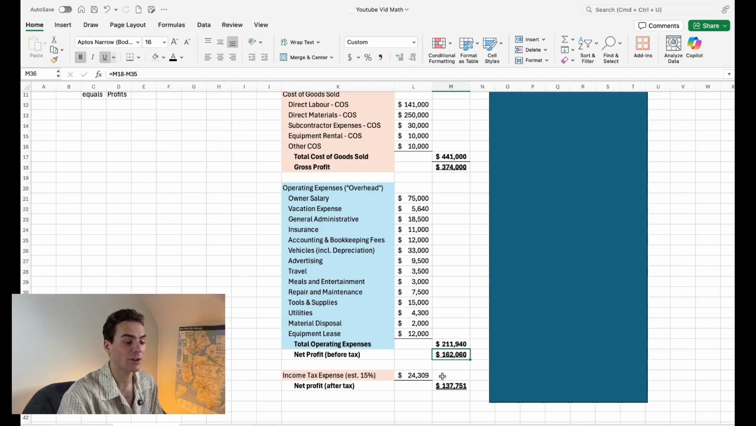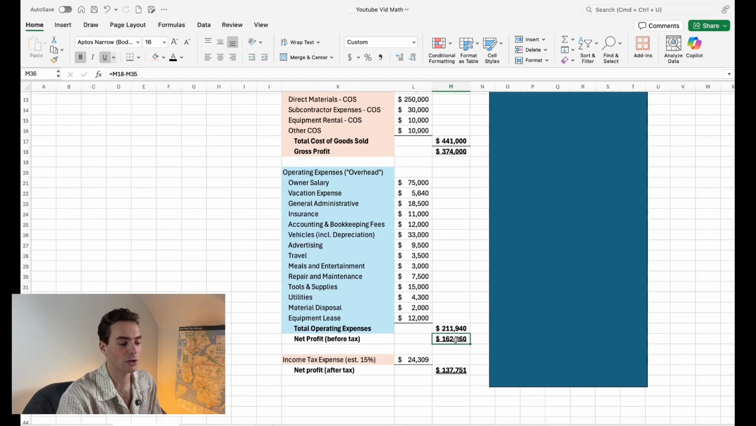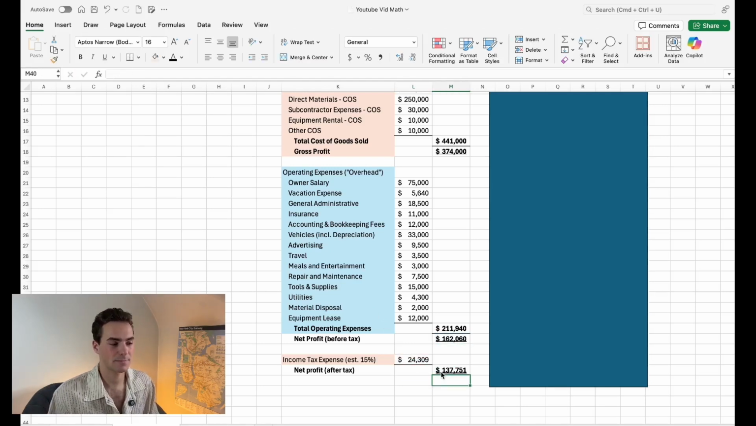Now, tax is calculated more or less based off of that net profit before tax amount. So you'd apply your tax rate to that net profit before tax, as you can see I did here. And here's your net profit: the before tax minus the tax is your net profit after tax. That's the flow of the income statement. It's really as easy as that.